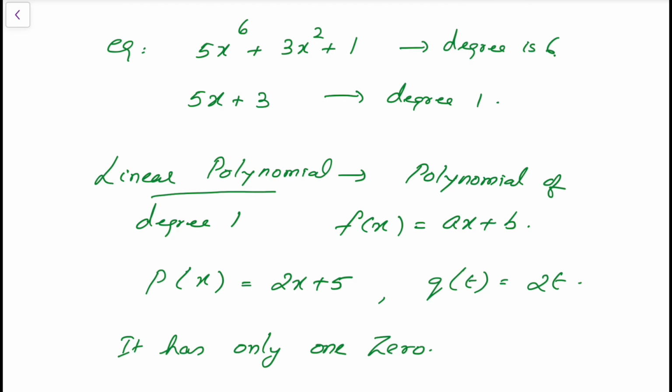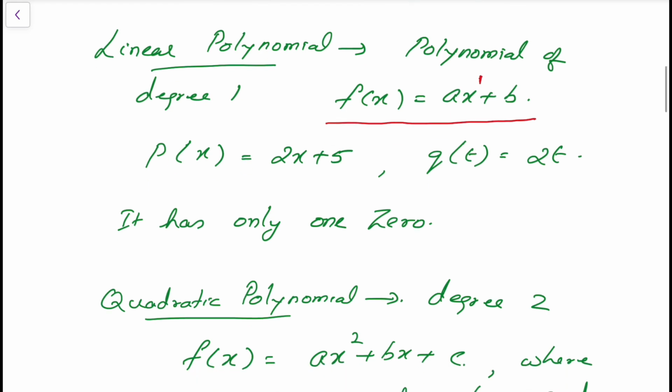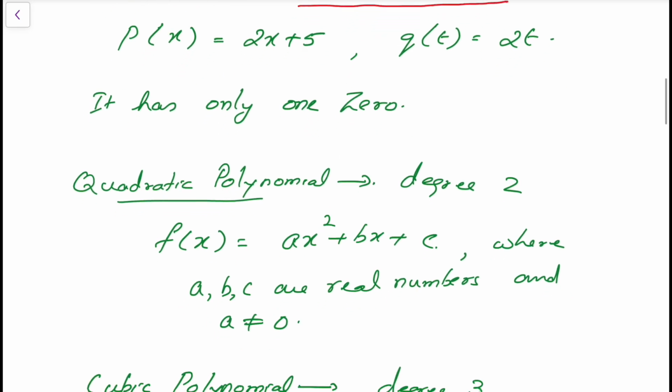Now linear polynomial: a polynomial of degree 1 is called a linear polynomial. The general format of a linear polynomial is f(x) equals ax plus b. That means the degree is 1. For example, p(x) equals 2x plus 5, q(t) equals 2t. So all these are linear polynomials, their degree is 1. And it has only one zero. I'll again explain what zero is. It's the solution of the equation.